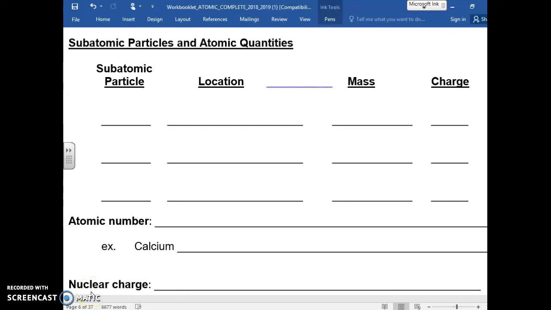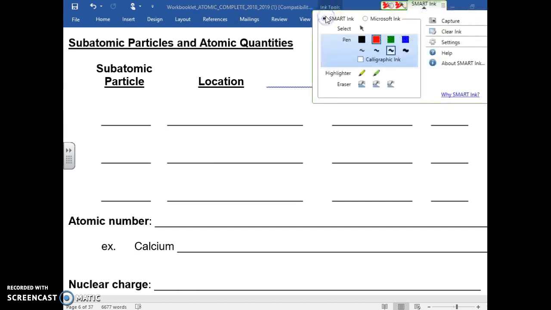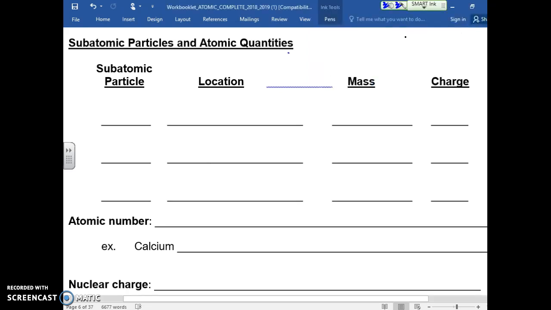Welcome to the third unit in our atomic unit. Here we're tackling subatomic particles and their corresponding subatomic or atomic quantities. First of all, there are three subatomic particles. Subatomic, of course, refers to that which belongs to the atom. There are three of them: protons, neutrons, and electrons.